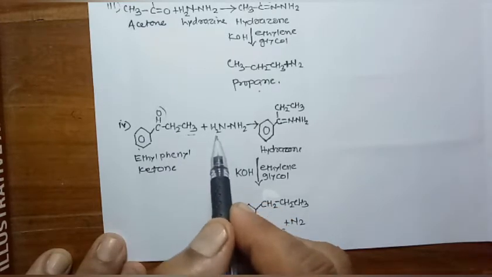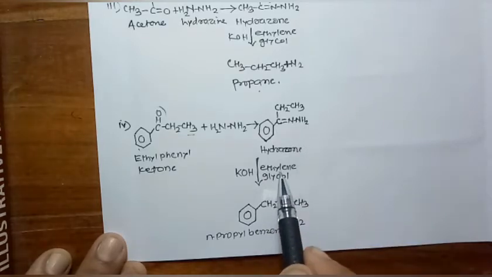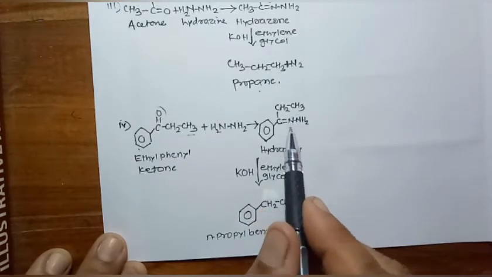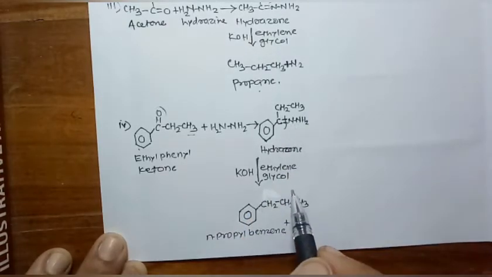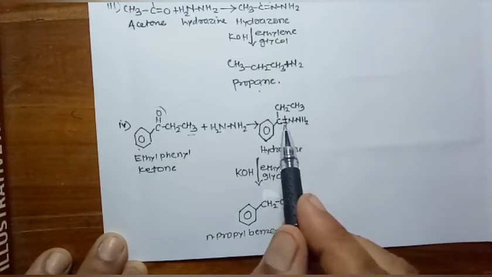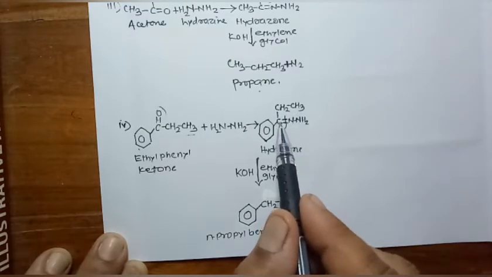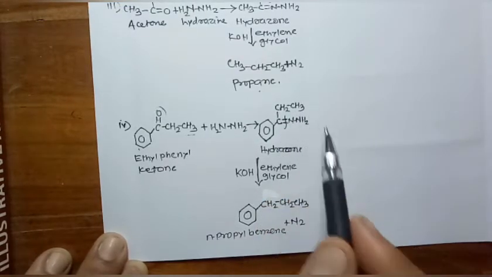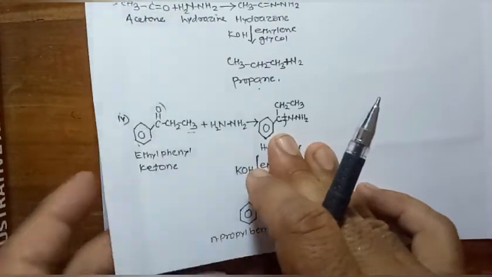Here this oxygen combines with these two hydrogen atoms, and I have written above CH2CH3, C double bond NNH2. This compound is a hydrazone. On treatment with an alkali like KOH and ethylene glycol, the bond between this carbon and nitrogen breaks, and this carbon atom becomes attached to two hydrogen atoms. We will get CH2 CH3, this carbon will be converted into CH2, CH2 CH3, that is n-propyl benzene. In this way we can prepare alkanes by using the Wolff-Kishner reduction.